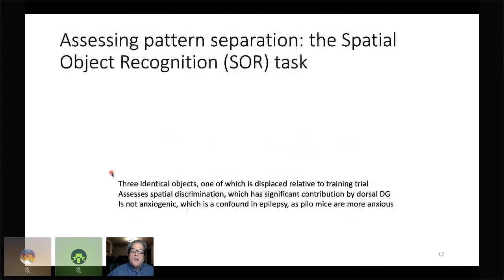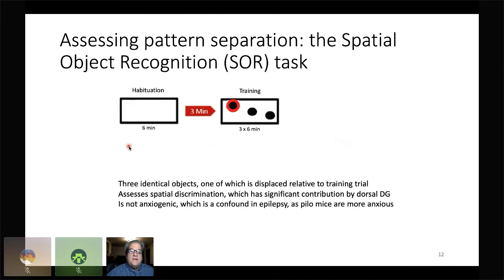And so Julia Kahn, who is the student who did the majority of this work and is also one of the first GLIA students who helped start this whole speaker platform, came up with a way to assess pattern separation, which is called the spatial object recognition task. And in this task, you have multiple objects. So you're getting into a pattern separation context.